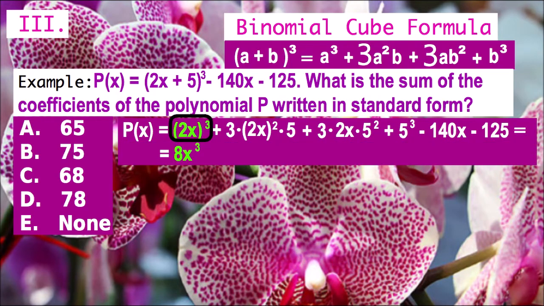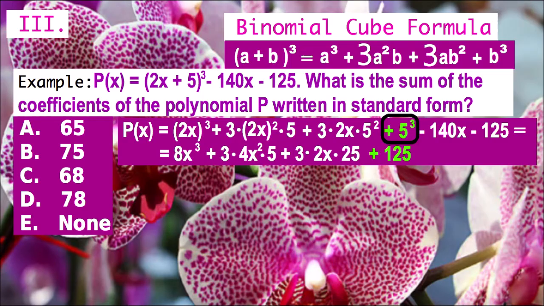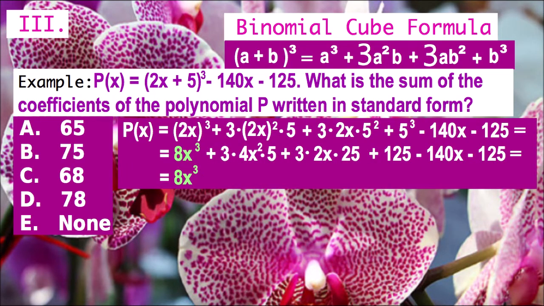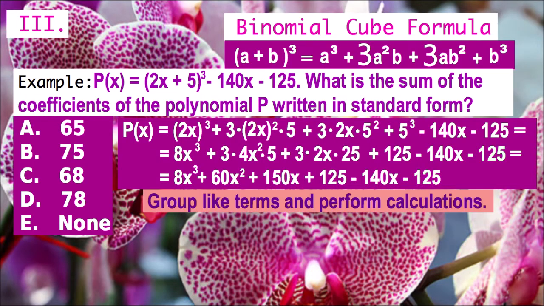So performing calculations, we have 8x cubed plus 3 times 4x squared times 5 plus 3x times 2x times 25 plus 125 minus 140x minus 125. So we continue to perform calculations. 8x cubed plus 60x squared plus 150x plus 125 minus 140x minus 125.